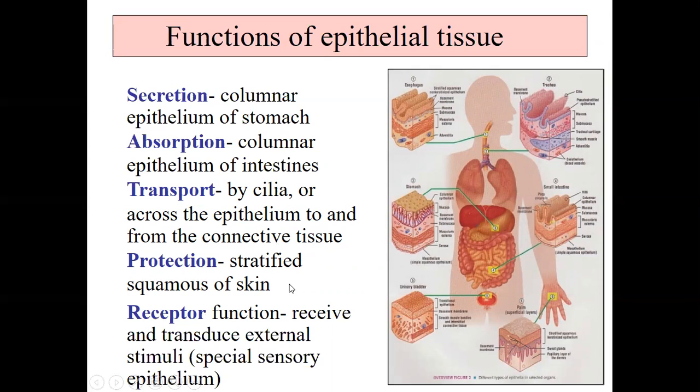So you can see here our skin protects the underneath tissue. And then the last one is the receptor function, where it receives and transduces the external stimuli. Okay, so this is one of the forms of the special sensory epithelium. Okay, you can see here, this is the area of the body where you can find the epithelial tissue with the specific functions that I have mentioned just now.